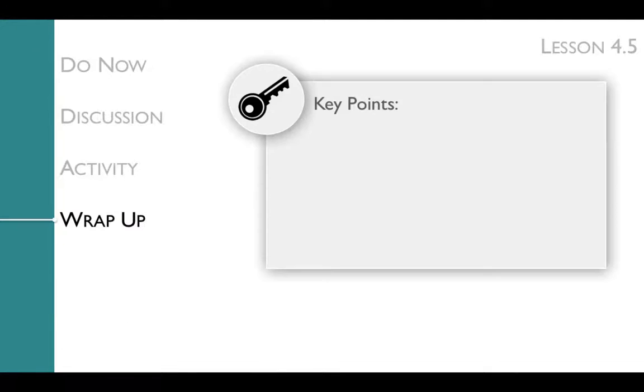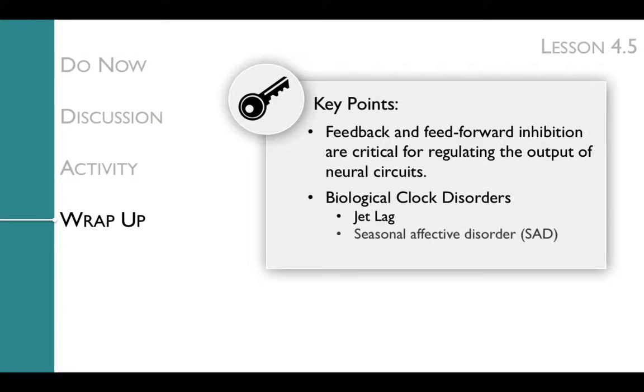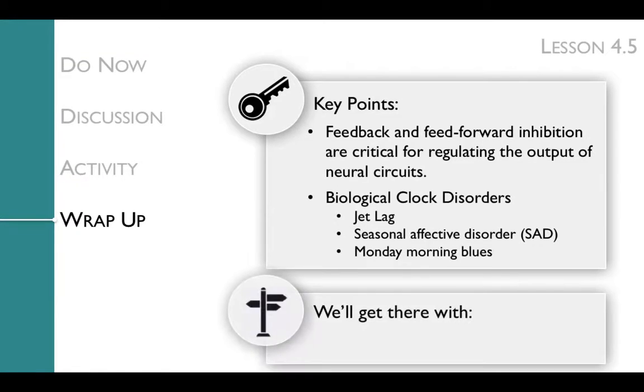The key points of the wrap-up are that feedback and feed-forward inhibition are critical for regulating the output of neural circuits, as well as to address biological clock disorders, including jet lag, seasonal affective disorder, and the Monday morning blues. We'll get to these key points with a Socratic discussion.